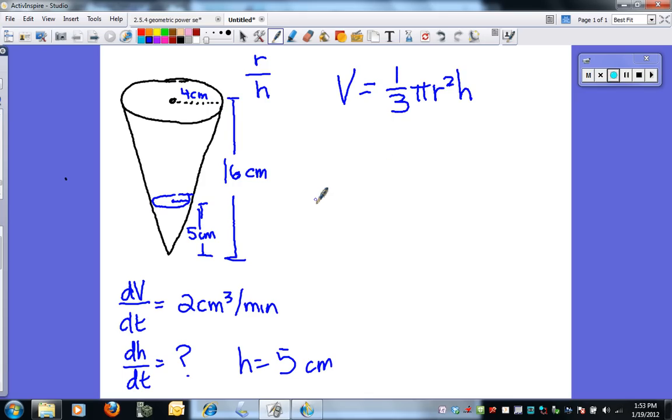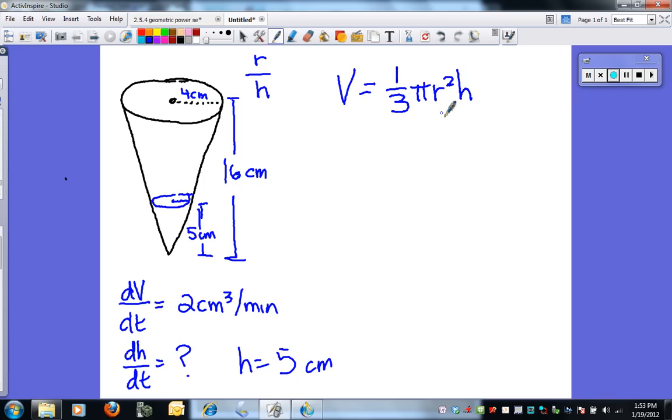Now it's time to take the derivative, but before we take the derivative, let's go through this. If I take the derivative of a volume, I'm going to get a dV/dt. Is that okay to have a dV/dt? Absolutely, because look, we're given a dV/dt right here. If I take the derivative of an r, I'm going to have a dr/dt. Do I have any dr/dt? No, I don't. So how am I going to get a dr/dt? We'll have to come back to that question. If I take the derivative of an h, I'm going to get a dh/dt. Oh, that's what we're looking for.